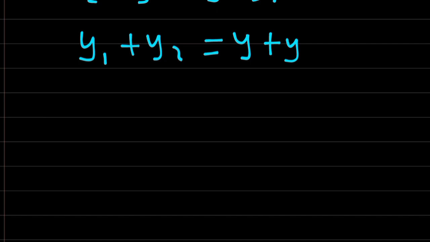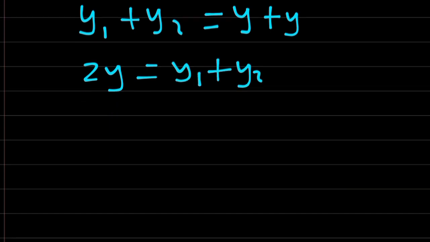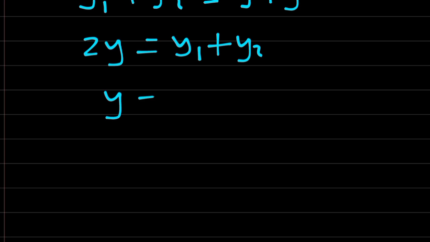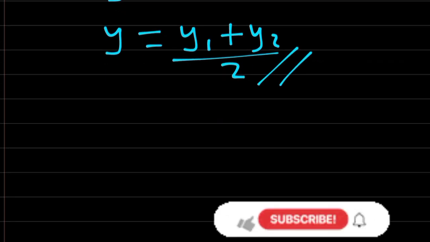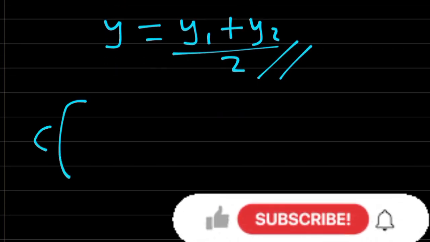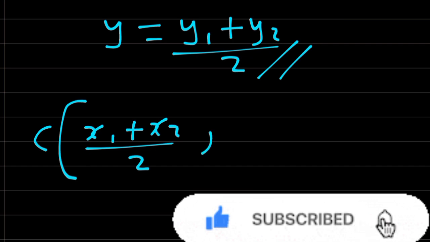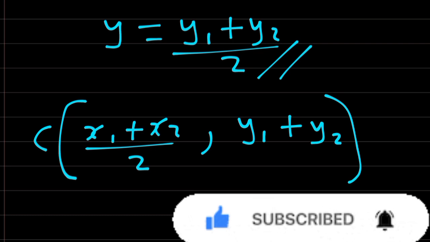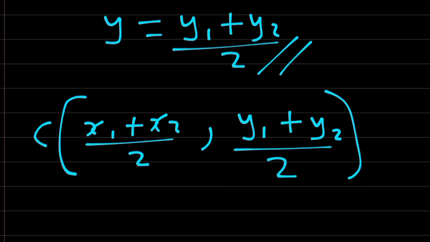Interchange the left and the right hand side. We have 2y is equal to y1 plus y2. Divide through by 2. Therefore, y is equal to y1 plus y2 all over 2. So the coordinate of point C is going to be x1 plus x2 over 2, comma, y1 plus y2 over 2.